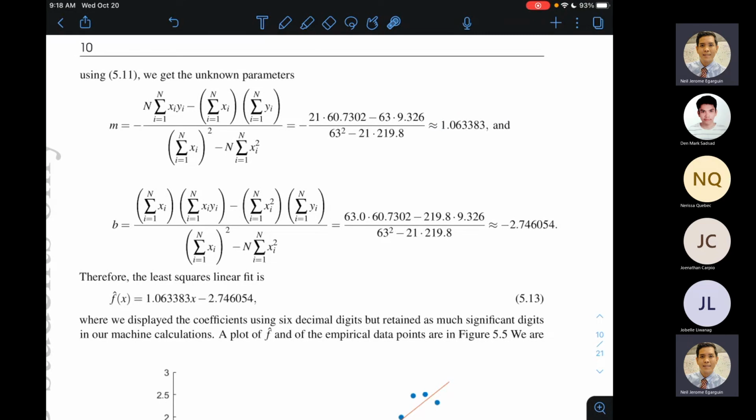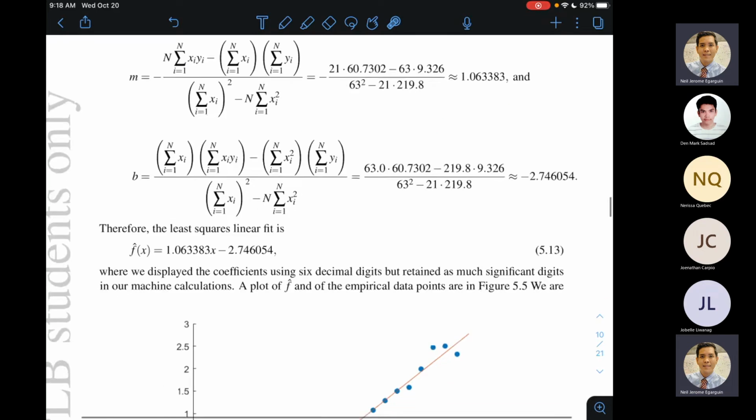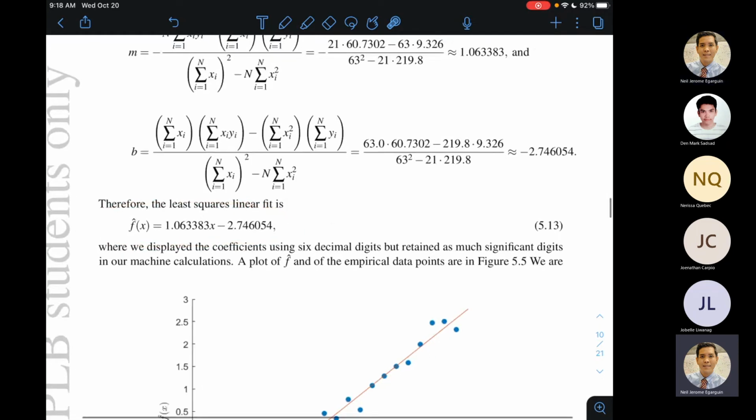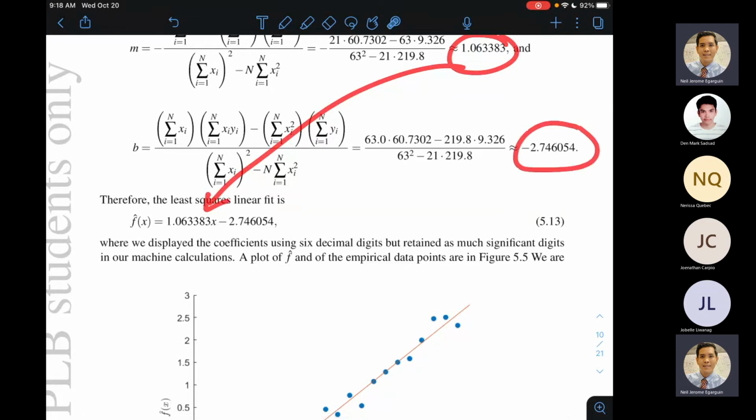Here, I displayed the values of M and B to only 6 decimal digits. But in all of my calculations, I used the exact values, or I used the maximum precision that my calculator or computer can handle, right? But for the sake of demonstration, I only showed the parameters up to 6 decimal digits. So these are the values of M and B. Our best linear fit would be given by this function f hat, or approximately by f hat, right? This is M, this is B.